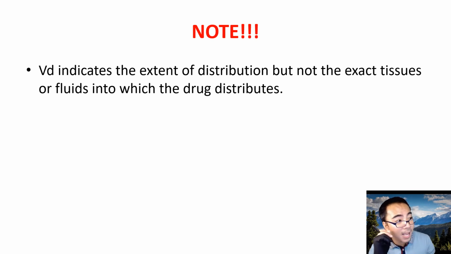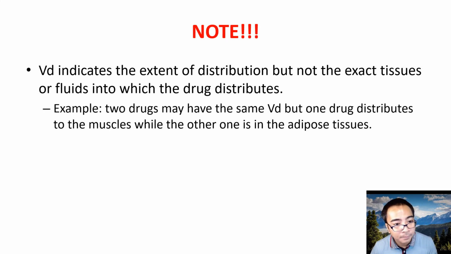Now, please take note, class, that volume of distribution indicates the extent of distribution, but not the exact tissues or fluid where the drug is distributing. So, hindi niya sasabihin, ay, nasa mata mo na yung drug, nasa bibig mo na, nasa utak mo na. VD cannot determine that. VD can only determine the extent of distribution. Is it highly distributed or poorly distributed? Yun lang ang kayang i-determine ni VD. For example, two drugs may have the same VD, but one drug distributes in the muscles, while the other distributes to the adipose tissues.